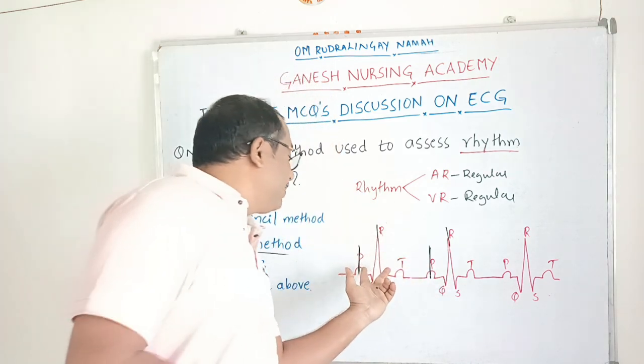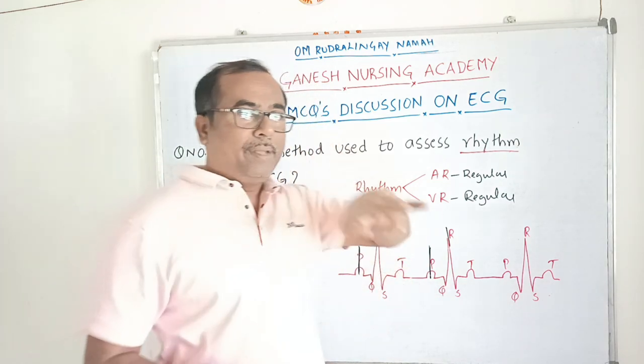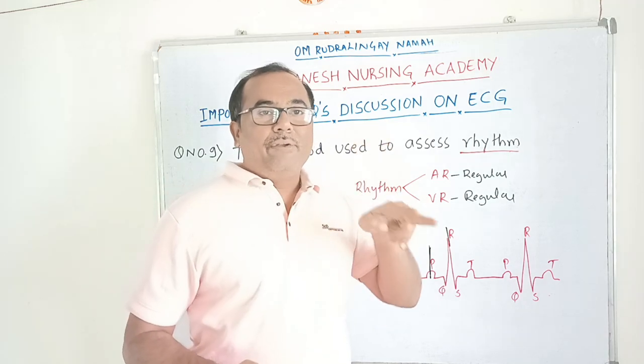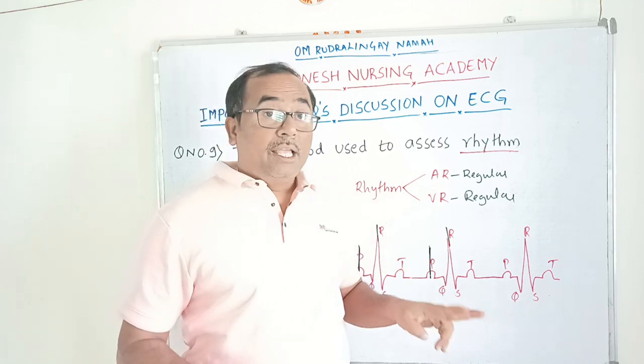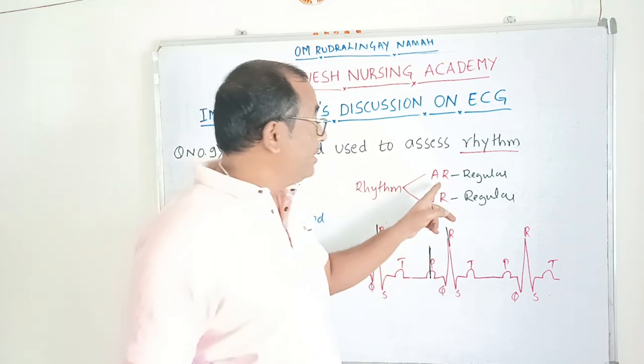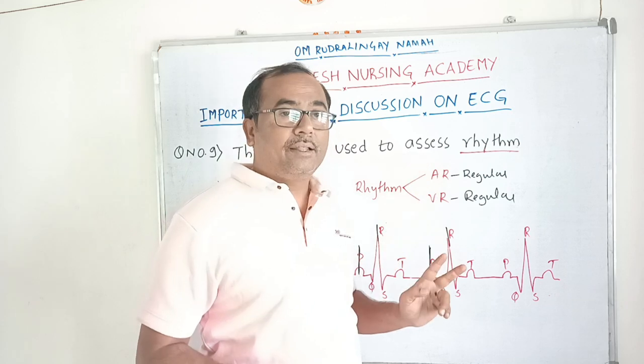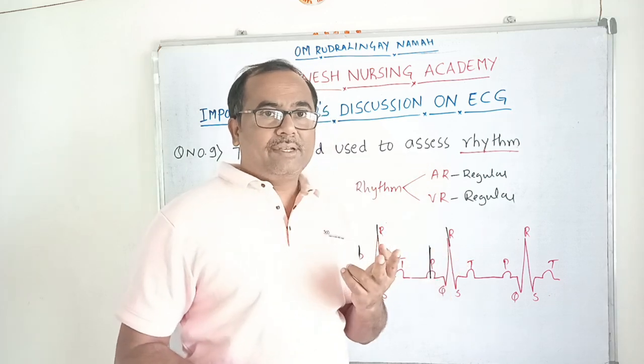Okay, so that caliper we have to keep. We have to check the distance between two P waves. That we have to measure with the help of that caliper, and we will check the distance between two consecutive P waves everywhere in the ECG strip. If it is regular, if it is equidistant, then atrial rhythm is said to be regular.